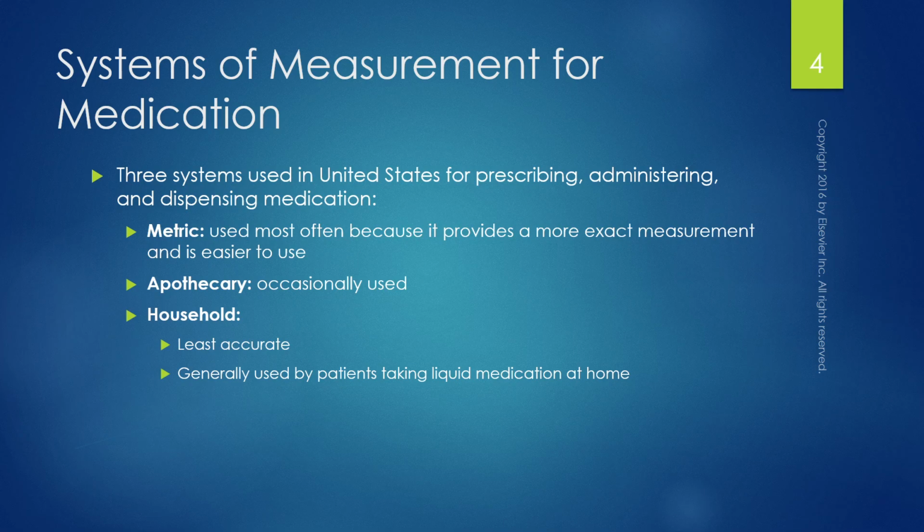To start with, before we get talking about actual medication administration, we should get familiar with the way medicine is measured. And know that three systems are used in the United States for medication administration, prescribing, or dispensing. We have the metric system, which is most often used. It's the most accurate measurement system. I'll explain why in a moment. The apothecary system, used occasionally, or the household system, which is least accurate but works really, really well for patients taking medicine at home.